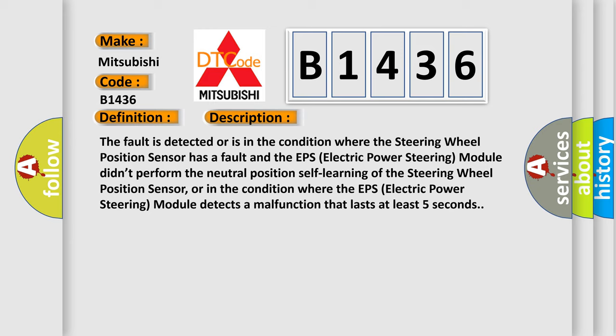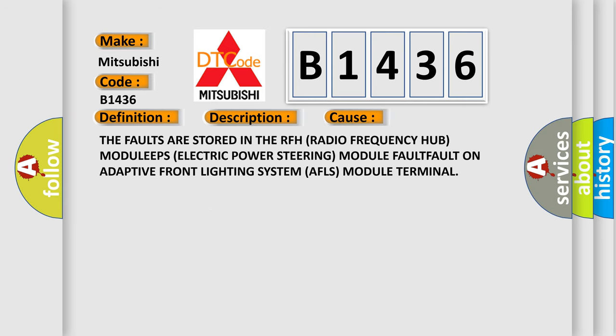The fault is detected in the condition where the steering wheel position sensor has a fault and the EPS electric power steering module didn't perform the neutral position self-learning of the steering wheel position sensor, or in the condition where the EPS electric power steering module detects a malfunction that lasts at least 5 seconds. This diagnostic error occurs most often in these cases. The faults are stored in the RFH radio frequency hub module, EPS electric power steering module, fault on adaptive front lighting system AFLS module terminal.